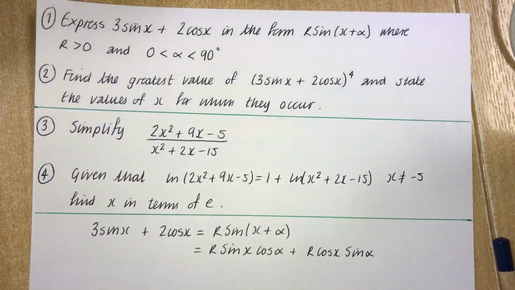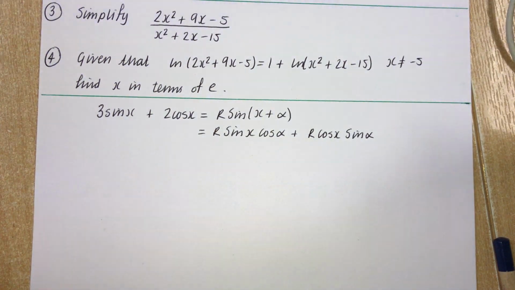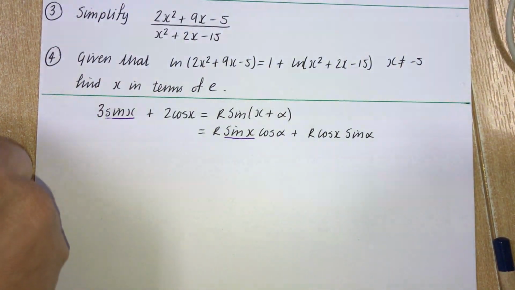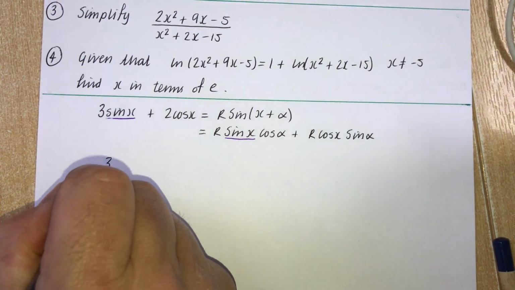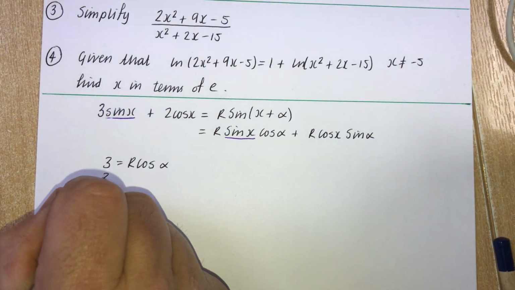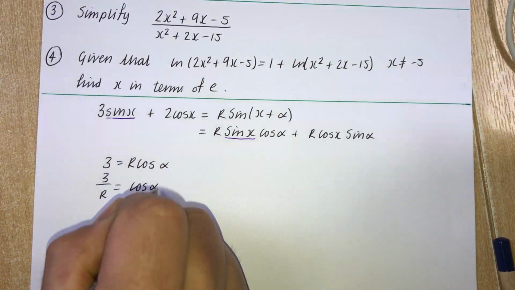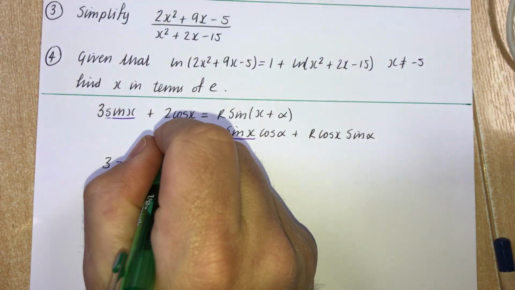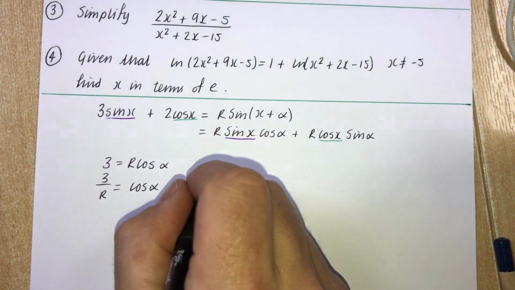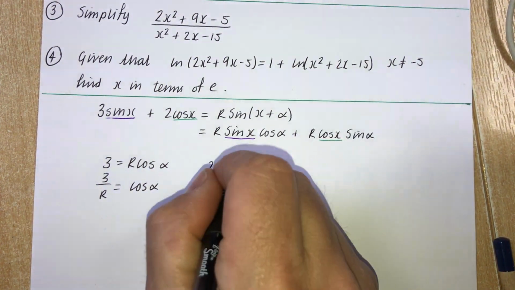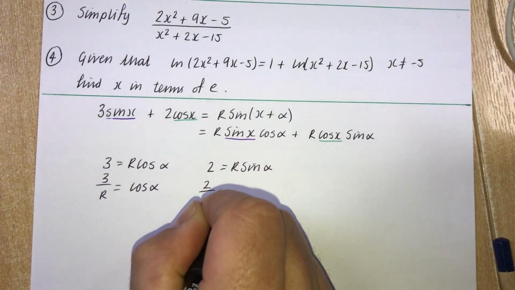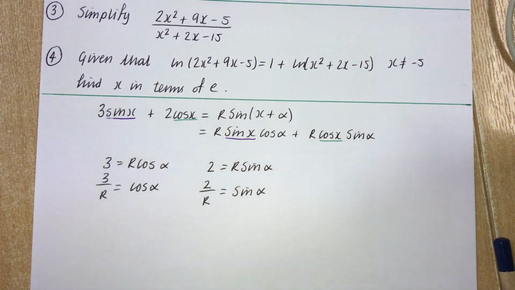sin alpha. Then I'm going to look at the coefficients, and the first coefficient I'm going to look at is the coefficient of sin x. So 3, which is the coefficient, is going to equal r cos alpha. 3 divided by r equals cos alpha. Then I look at the coefficient of cos x. 2 is the coefficient, and that is equal to r sin alpha. Divide both sides by r, 2 over r equals sin alpha.